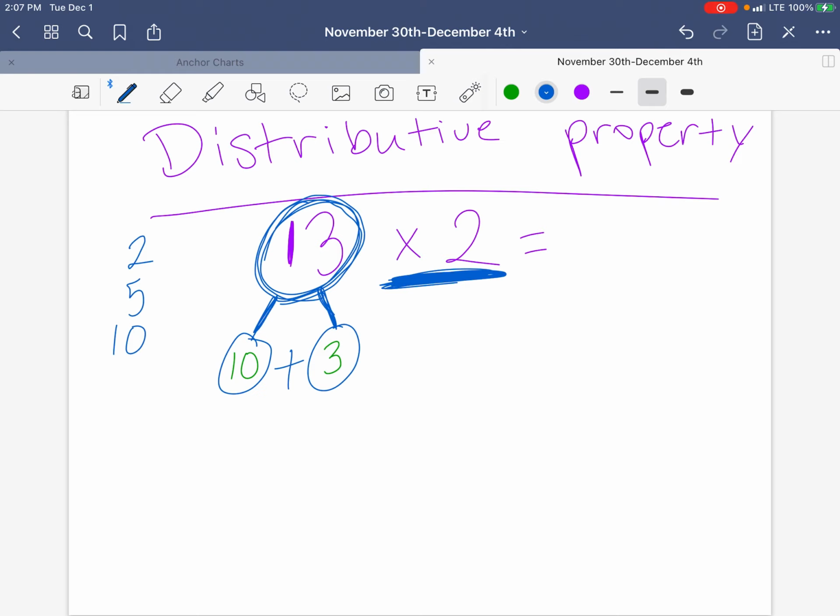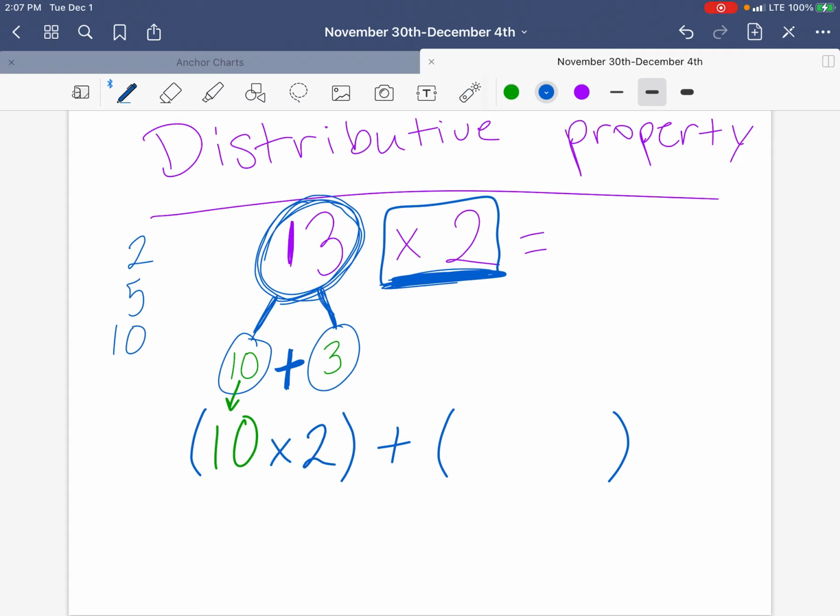All right, so now I'm going to put parentheses, and I'll be adding them together because I'm adding the 10 and 3. First I need to bring down the 10. It's going to be 10, and then what did I keep? I kept the times 2. So 10 times 2. Next I need to put in the other number that I split 13 up with, and that's 3. And then what did I keep? The times 2. So now we have 10 times 2 plus 3 times 2, and that is easier to work with than 13 times 2.